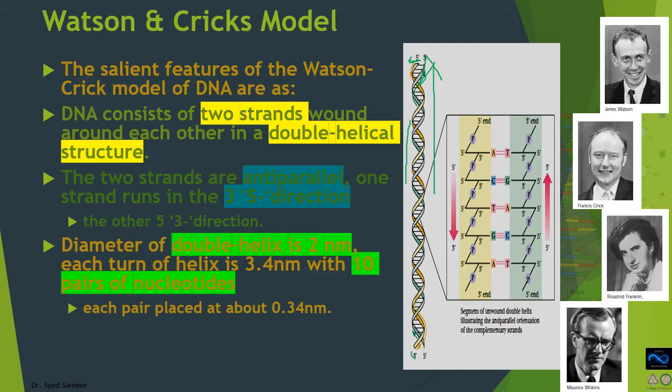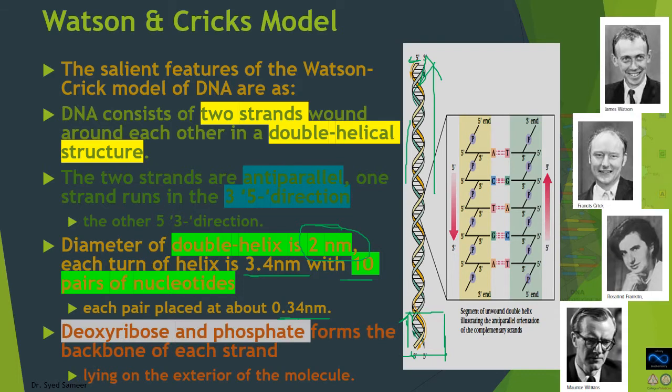Then the diameter of this duplex is around 2 nanometers, and one complete helix turn is about 3.4 nanometers, and in this one complete turn there are around 10 bases. So this is the most common form of DNA, having 10 base pairs in one complete turn. As you can see here, in this one complete turn around 10 base pairs are located and stacked upon each other. The distance between each pair is about 0.34 nanometers in this common form of DNA.